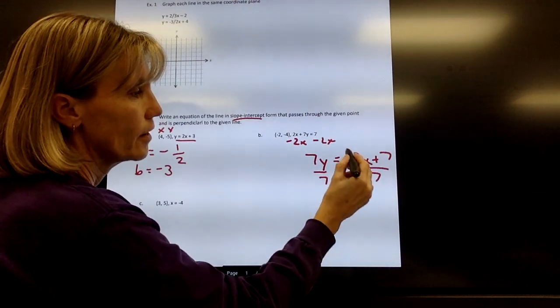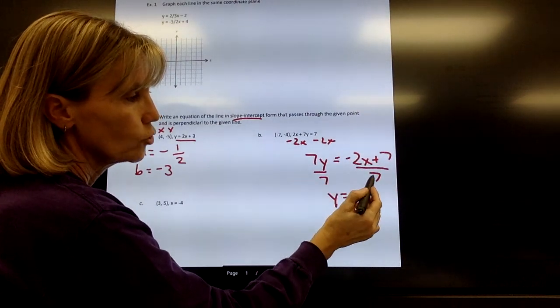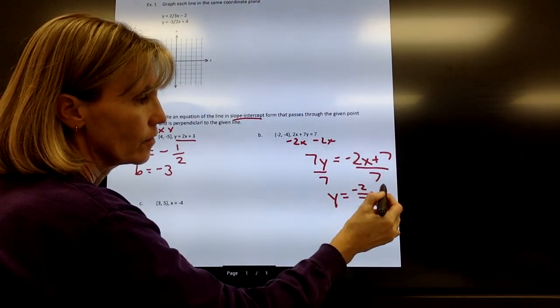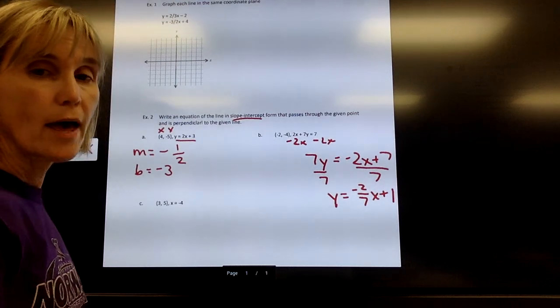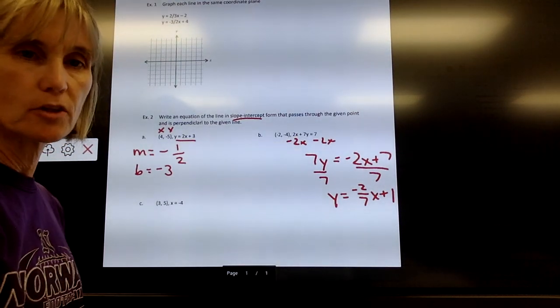And make sure you divide everything by 7. So I get y equals, negative 2 doesn't divide by 7, so we just leave it as a fraction. 7 divided by 7 is 1. So that is the equation of the line that was given, but now I've put it in slope-intercept form.